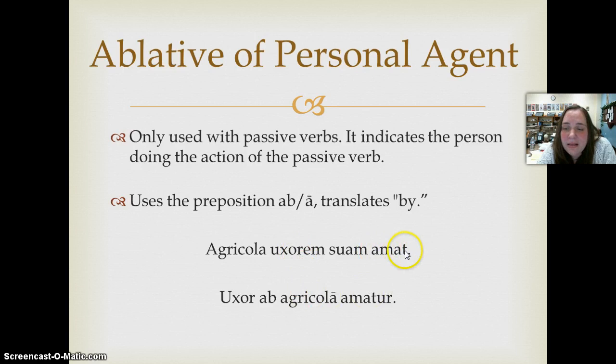Now, if we make this active verb passive, amatur, then it's the wife who is being loved. So we take our direct object and make that the subject. The wife is loved by the farmer. The farmer is the one doing the love, so he's doing the action of the passive verb, and therefore has to be the ablative of personal agent. And so we have a plus the ablative.